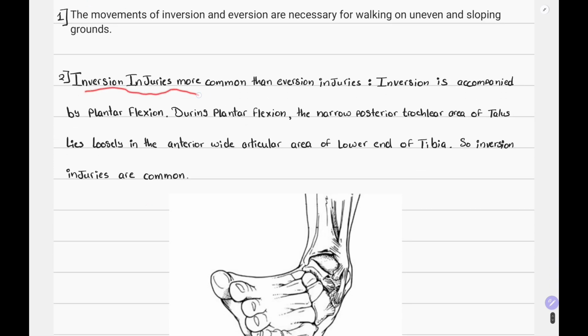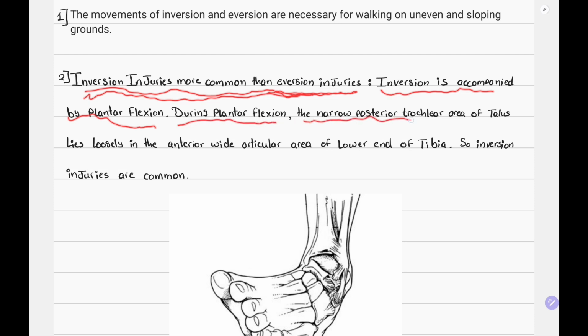Inversion injuries are more common than eversion injuries. Here comes that point which I explained a few slides ago. Inversion is accompanied by plantar flexion. During plantar flexion, the narrow posterior trochlear area of the talus lies loosely in the anterior wide articular area of the lower end of the tibia. So inversion injuries are common.